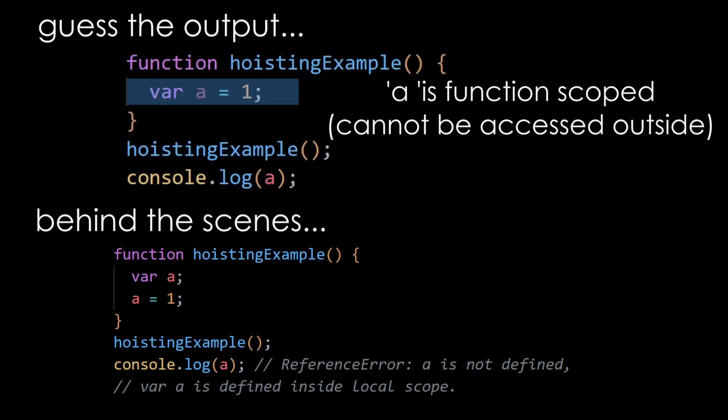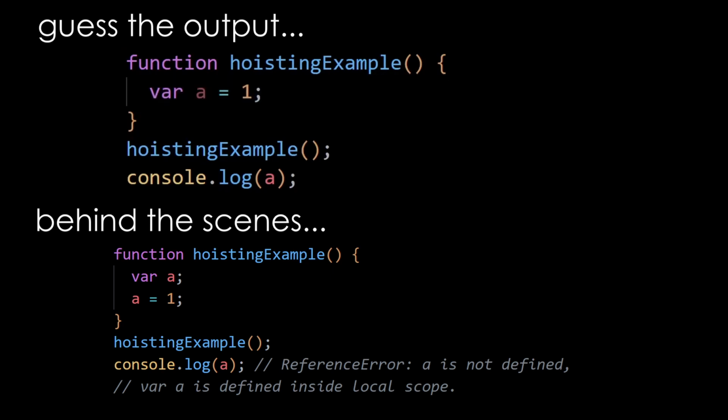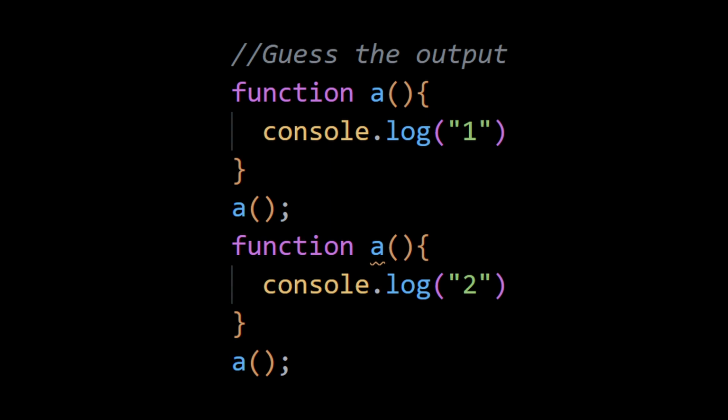This is because variables declared inside a function using var are function scoped. This means that they are only accessible within the function where they are declared and not in the outer scope, which in this case is the global scope. Now for the ninth question, guess the output of this.